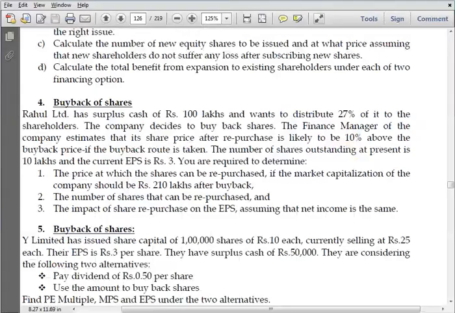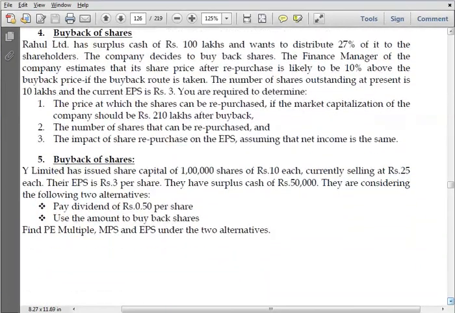Let's move to the last question in this area, which is on dividend versus buyback. Y Limited has issued share capital of 1 lakh shares of 10 each, currently selling at 25. Their EPS is 3, surplus cash is 50,000. They are considering the following alternatives: pay dividend of 0.5 per share, or use the amount to buy back shares. Find P/E multiple, MPS and EPS under the two alternatives.